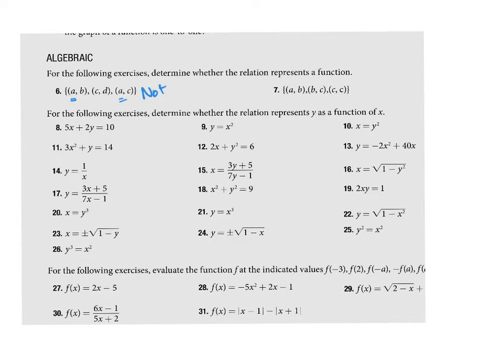In number 7, A is matched with B, B is matched with C, and C is matched with C. The x-coordinates are only matched with one y value. It is okay that this y value C is used twice. We just can't have the x values be matched with two different y values. So this is a yes. This one is a function.